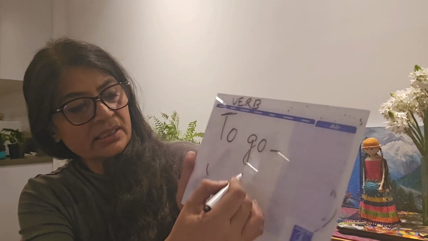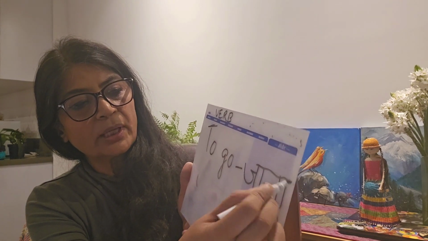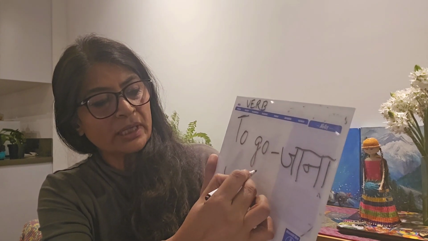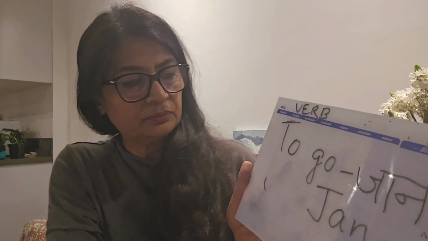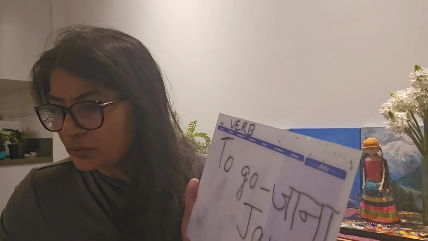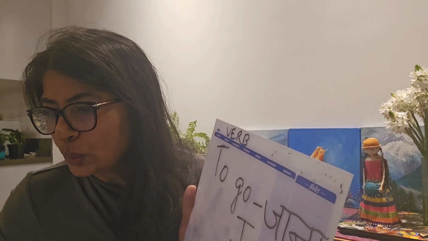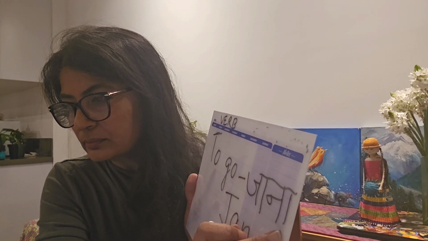To go is jana. Jana. Okay, even if you don't write this, it's fine. I'm going to write in English. Jana, to go. For example, all your verbs end with ER, IR or AR, right? But all our verbs end with na. So, to go.